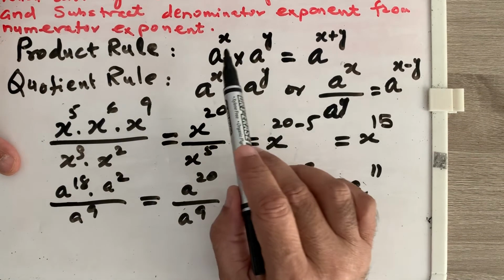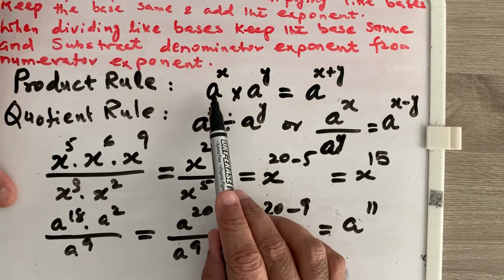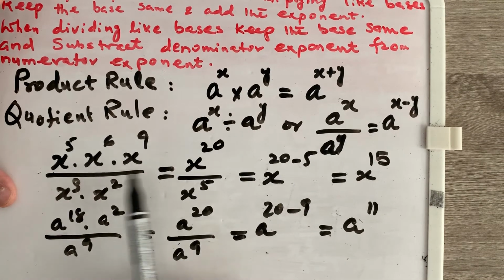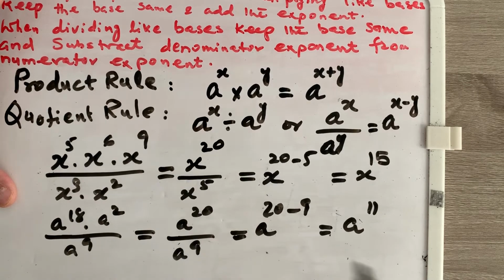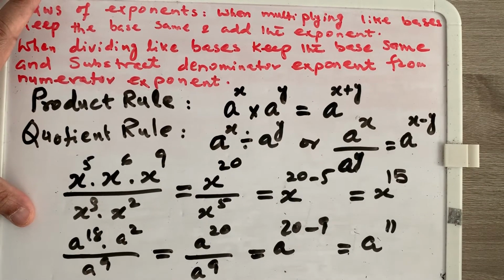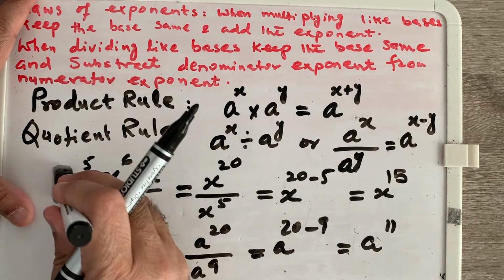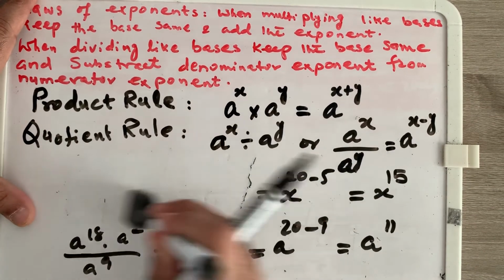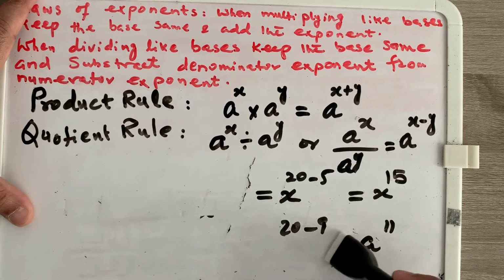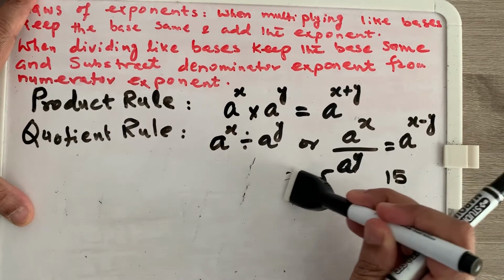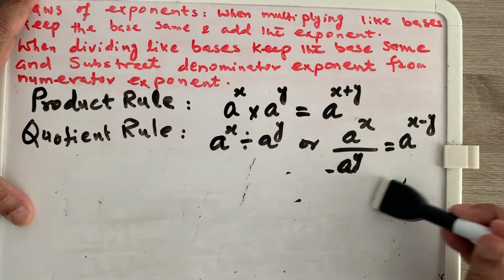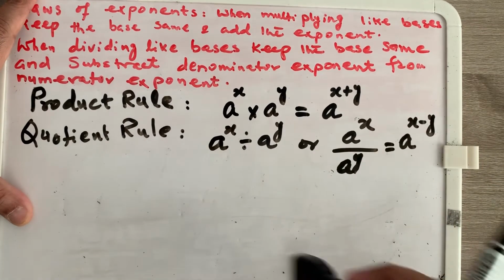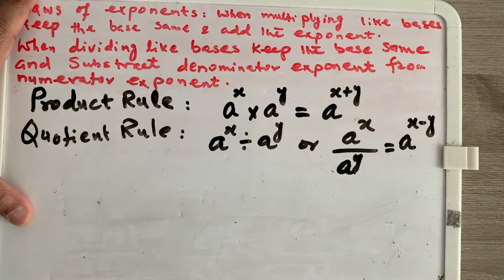Product rule is saying if the base is same, you can add the powers. You have seen here that I have added the power. We are practicing only two rules here, product rule and quotient rule. Then we will go for further rules in the next lesson, so that step by step we know all the rules and we have command on the application of these exponent rules.